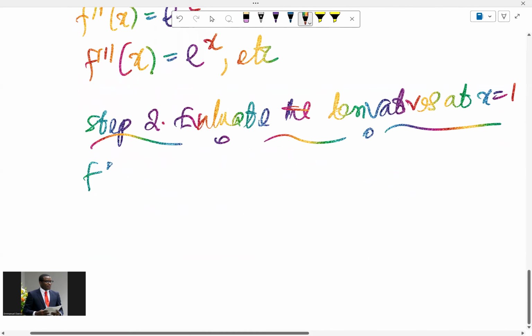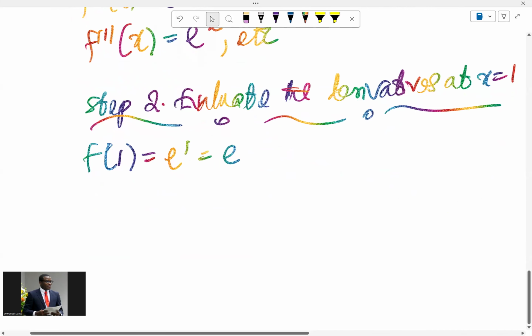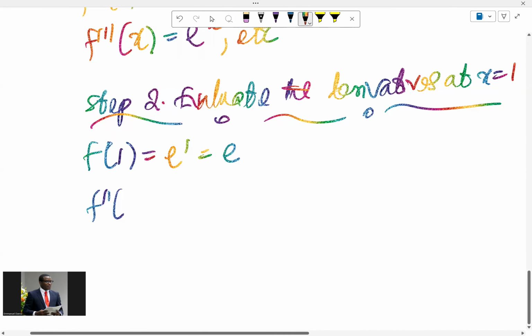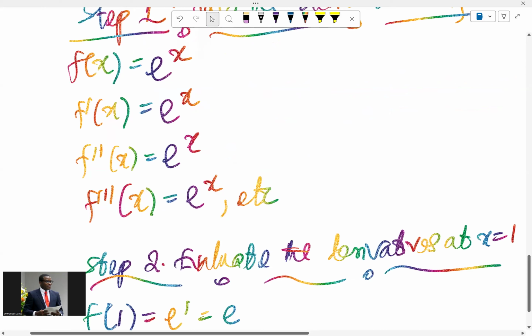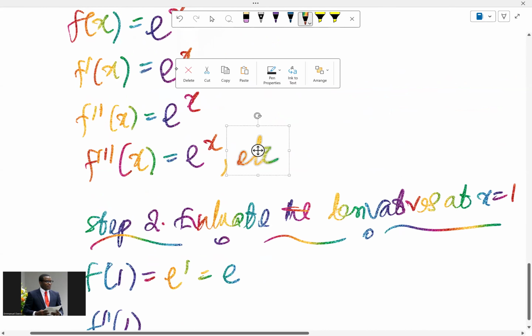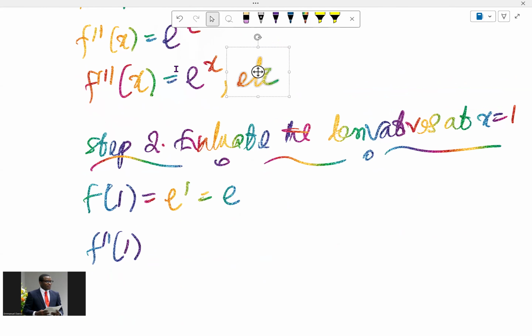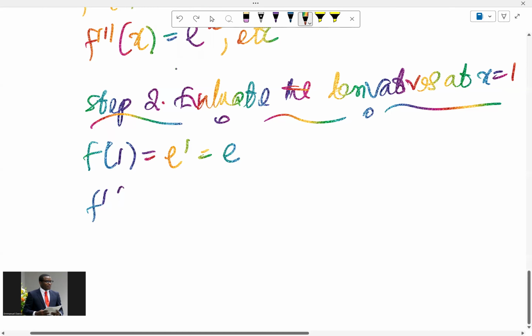So it means that f of 1 is e raised to power 1, which is simply e. Okay? Then the first derivative, sorry, I said second derivative but that should be first derivative. f prime of x is e raised to power x. So f prime of 1 is also e raised to power 1, which is e.